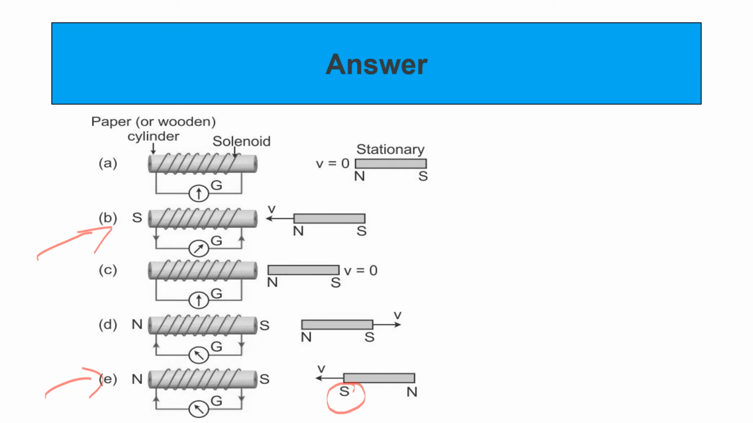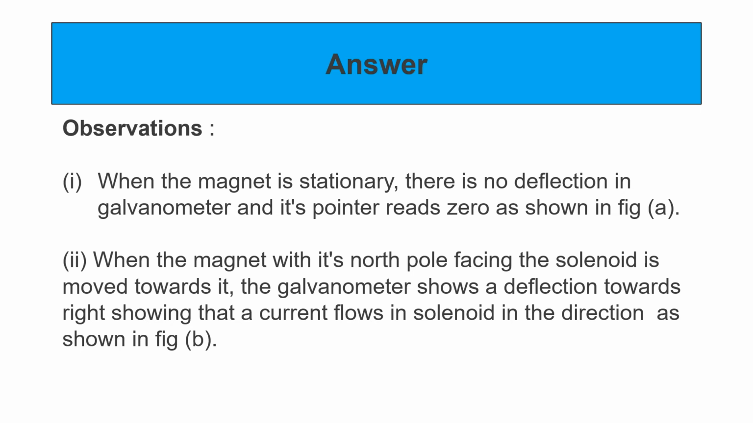You must first of all understand, only when there is a change in the motion or movement of the magnet or the solenoid, there will be change in the magnetic flux, and only when there is change in the magnetic flux, an induced current is produced. What are the observations of this experiment? The first one, when the magnet is stationary, there is no deflection in the galvanometer. When there is no deflection, its pointer reads 0.